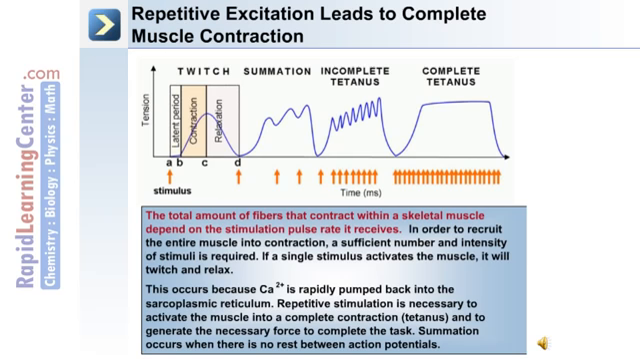If a single stimulus activates the muscle, it will twitch and relax, and this is depicted on the tension versus time graph. There's a latent period, a contraction, and then a relaxation, all part of the twitch. This occurs because calcium is rapidly pumped back into the sarcoplasmic reticulum. Repetitive stimulation is necessary to activate the muscle into a complete contraction and to generate necessary force to complete the task. Summation occurs when there's no rest between the action potentials.